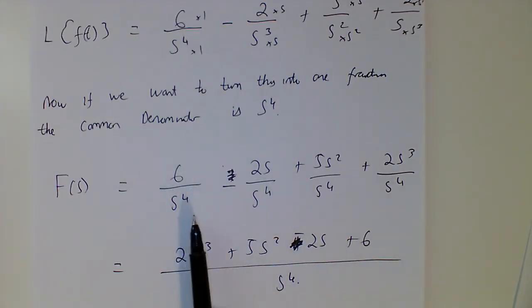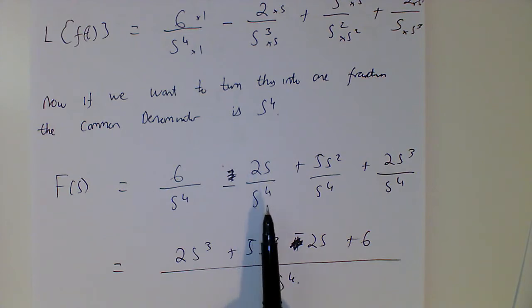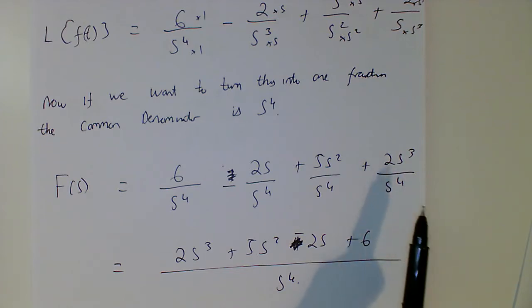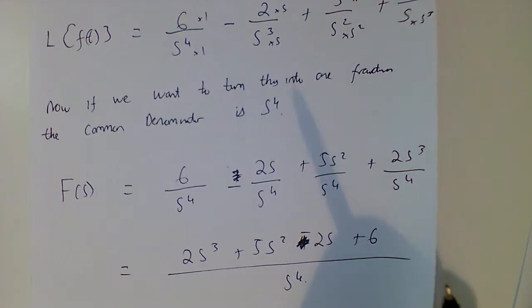6 over s to the power of 4, take away 2 over s to the power of 4, plus 5s squared over s to the power of 4, plus 2s cubed over s to the power of 4. And I've just simply rewritten it around with the highest power term at the front. That's exactly the same as the answer I gave you in the answer sheet. All they've done is created one fraction, where in my examples I left it as 4 separate fractions. They're both right, but when we're doing Laplace transforms, they mostly prefer one single fraction.